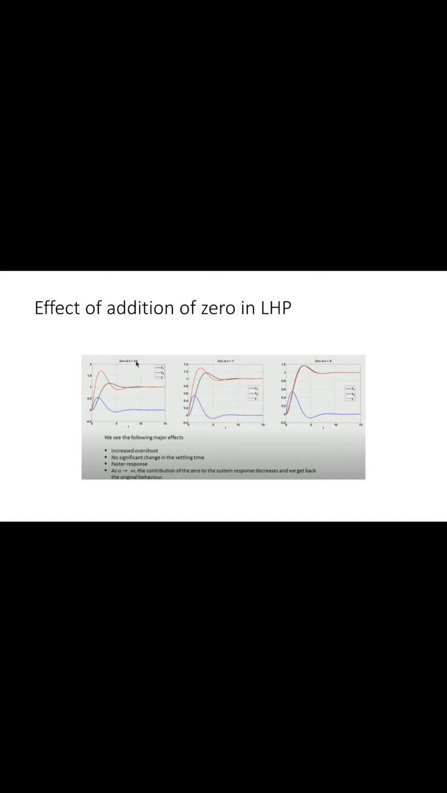So if we are moving away from the imaginary axis, what is happening? There is no significant difference between the two graphs. So can I say, as alpha tends to infinity, the contribution of the 0 to the system response will decrease and we will attain the original behavior. Remember, the effect of adding a 0 is similar to a derivative action. So can I say, using a derivative action, we have an increased overshoot and a faster response, and there is no significant change in the settling time.